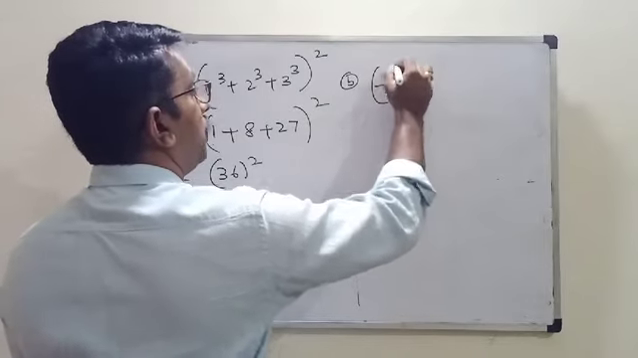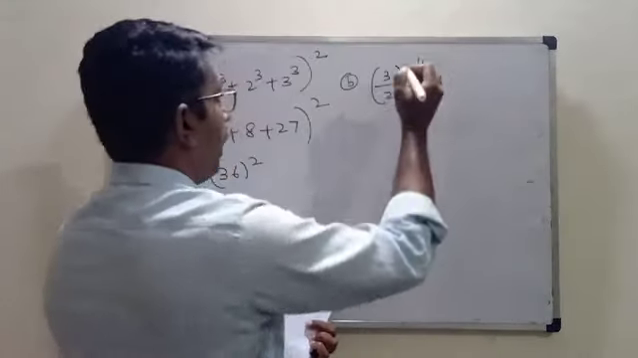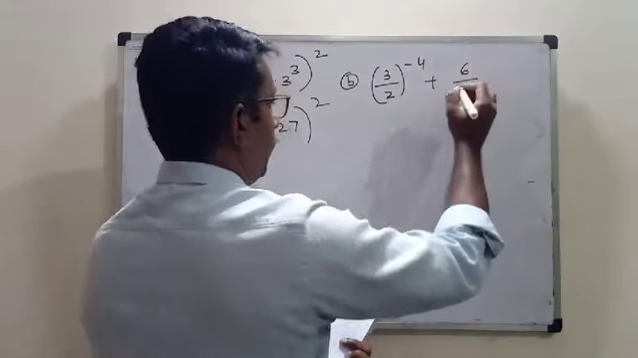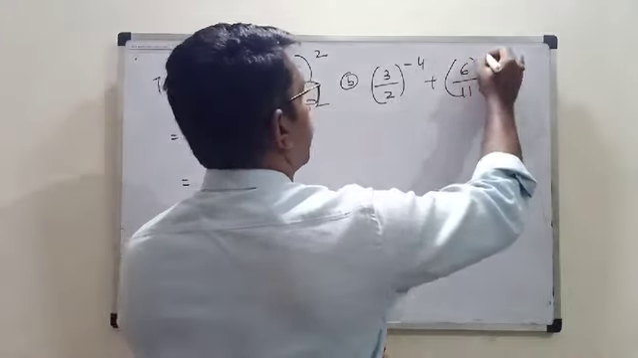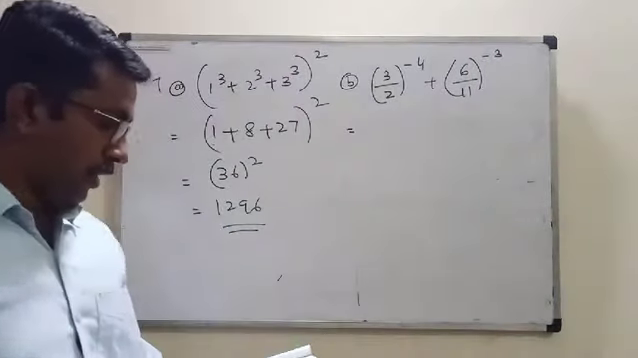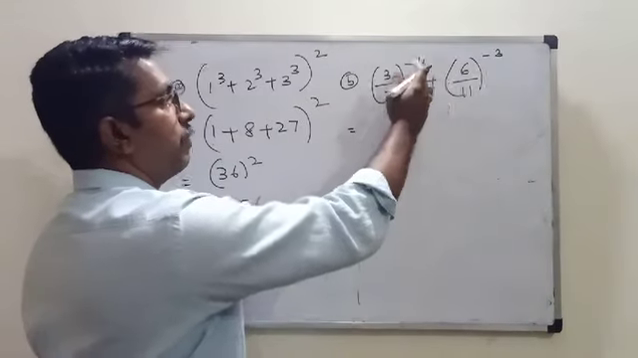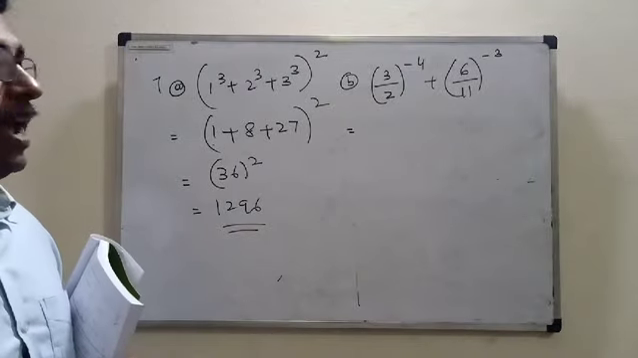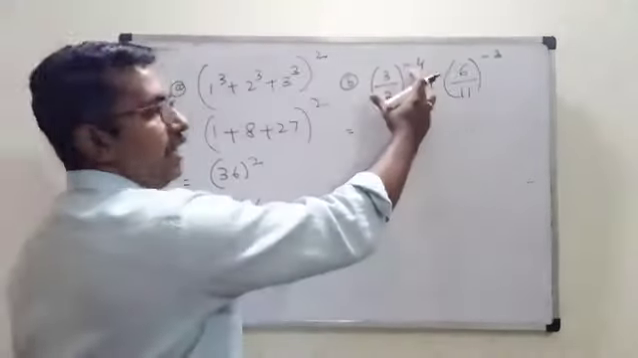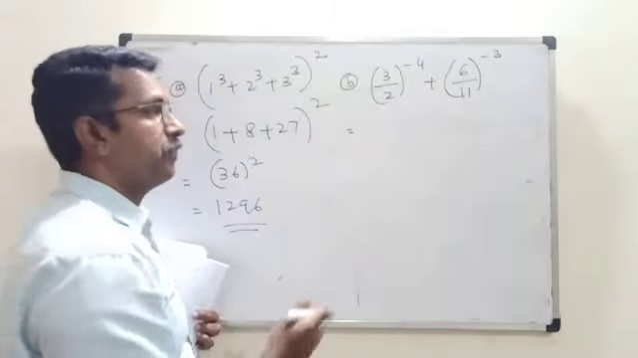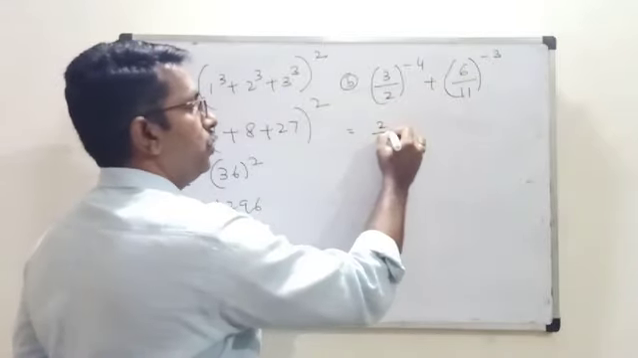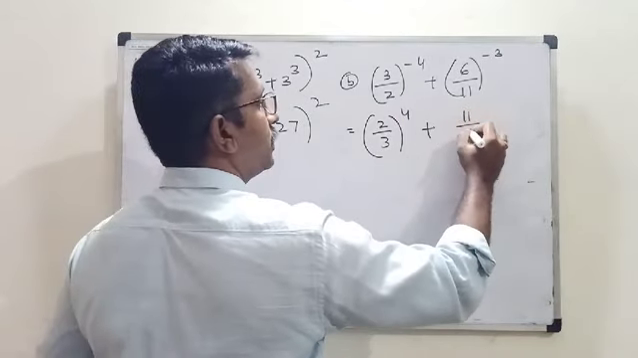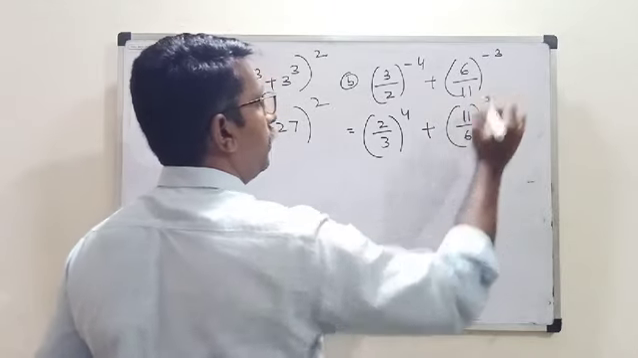Okay. Now B. What is B? 3 upon 2 to the power minus 4 plus 6 upon 11 to the power minus 3. We have to add these two. So we know this is a negative exponent. This is also a negative exponent. So we can convert into positive exponent. So 2 by 3 to the power 4 plus 11 by 6 to the power 3.